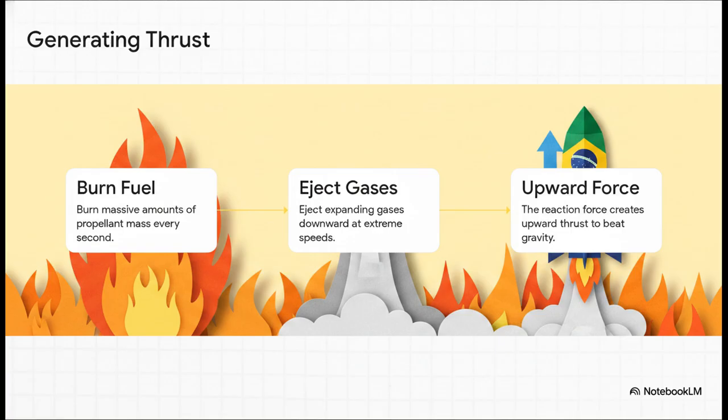Step 1. The rocket burns a massive amount of propellant, fuel and oxygen, every single second. Step 2. It takes those superheated expanding gases and blasts them straight downward out of the engines at extreme speeds. Step 3. Because it's throwing so much mass downward so incredibly fast, the reaction force shoves the rocket upward. That upward force is thrust. As long as that thrust is stronger than the rocket's weight, you are going to space.